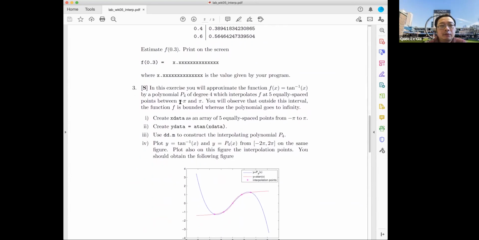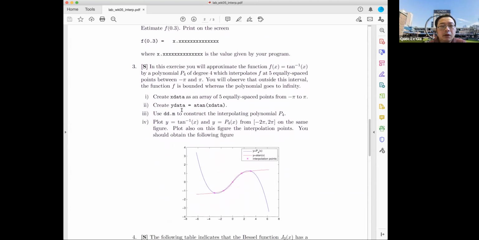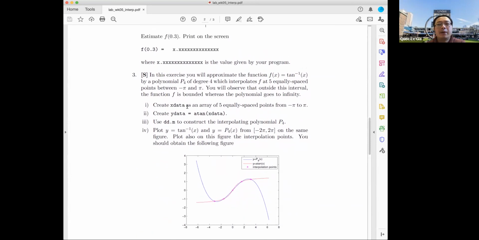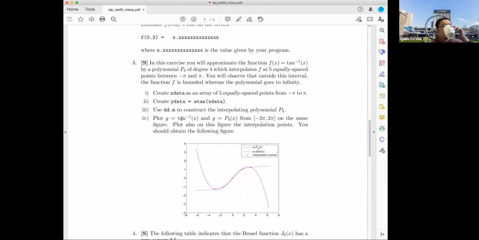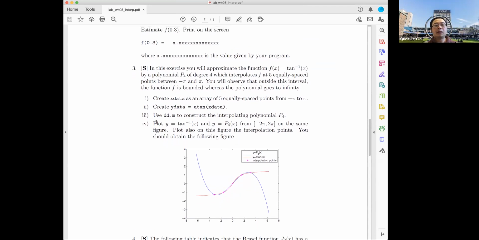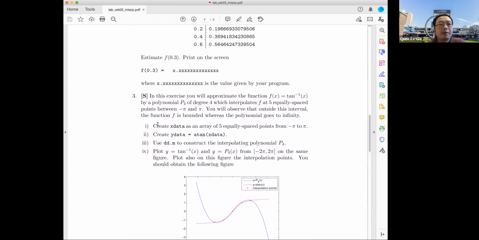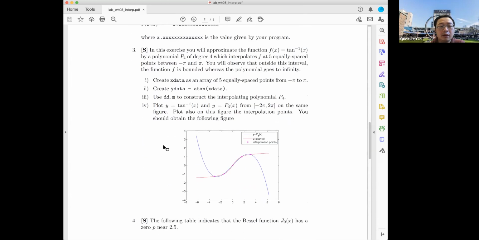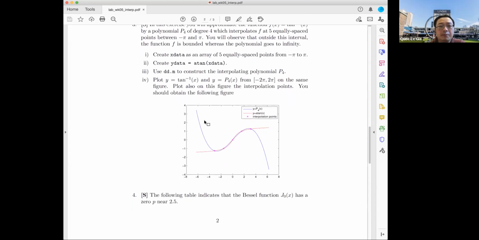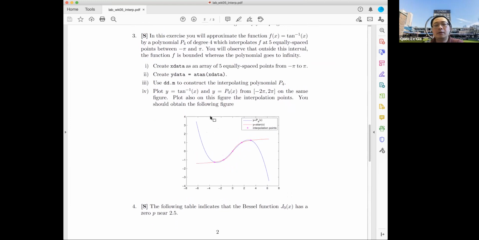Maybe number three is the same as number two. In number three, you have the inverse of x, and then you have to construct a P4, a degree four polynomial. First you have to create an x data, create a y data, and use divided difference. The difference between number one and number two is that now there's a plot. I did the plot commands already, so please try to do it for this one. You can plot the exact function, the polynomial, and the interpolation points. So just try to do it.